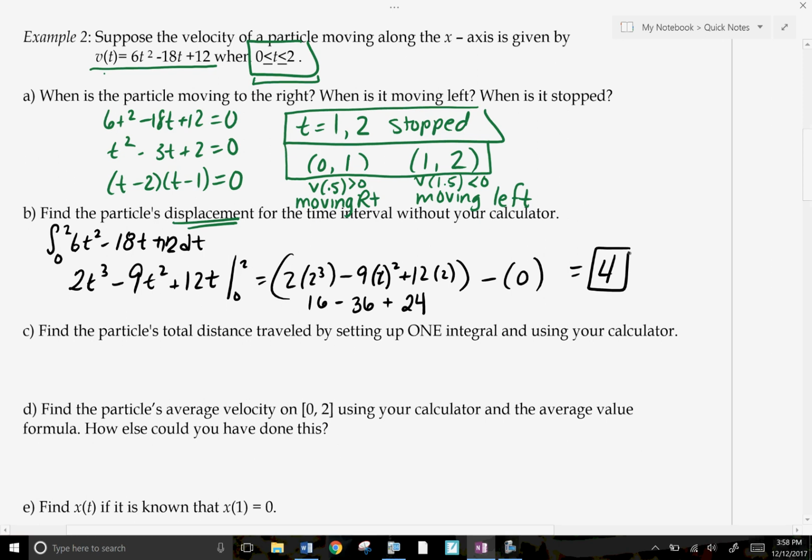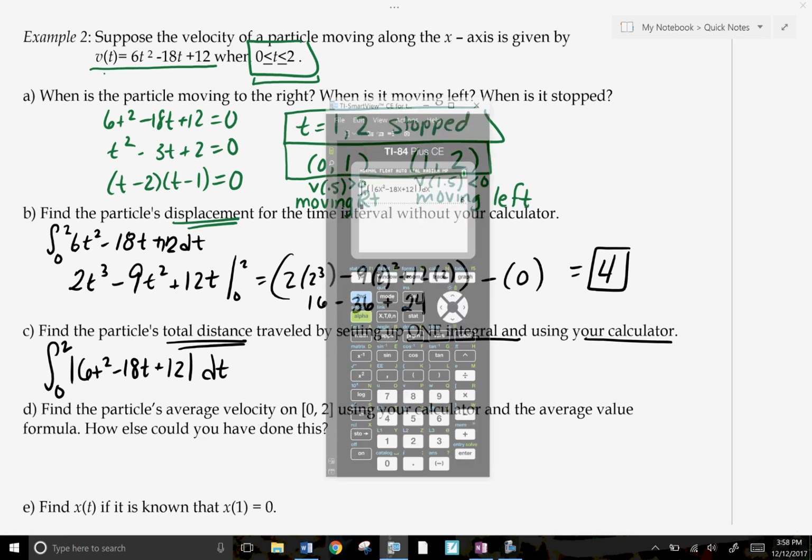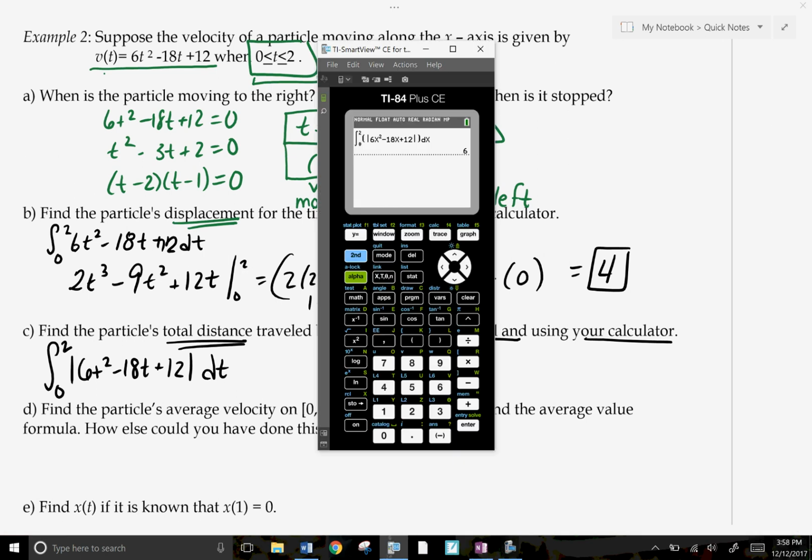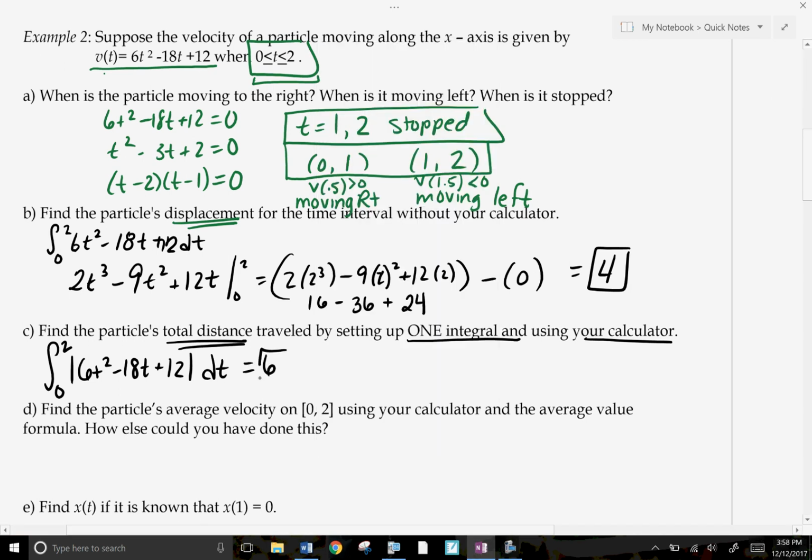Okay, find the particle's total distance traveled by setting up one integral with my calculator. Okay, total distance traveled is the integral of the absolute value of velocity. Now notice the absolute value is inside the integral, not outside. That would give you a different answer. So the integral inside gets an absolute value on it. And you will see right there that I've already typed it in, so you don't have to watch me fumble through that. And I get 6.